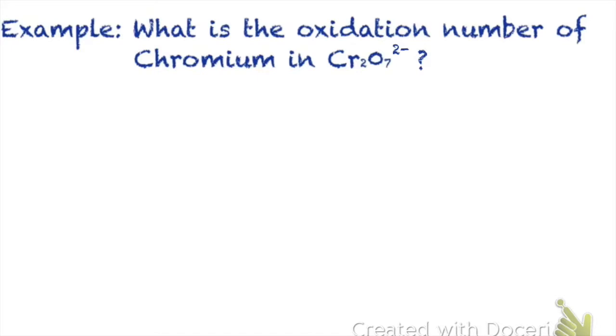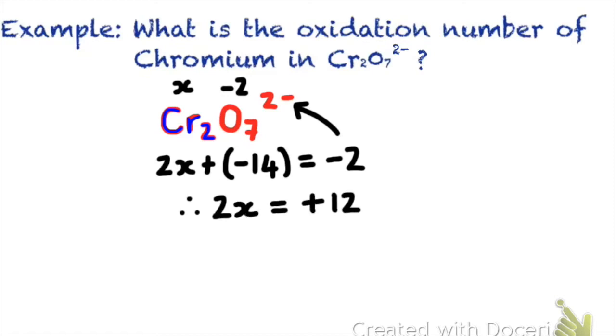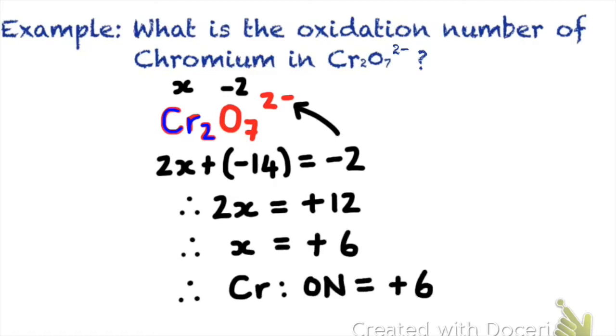Another quick example. What's the oxidation number of chromium in the dichromate ion, Cr2O7 2-? Alright, we're interested in the chromium, so let's call that X. Notice there are 2 chromium atoms there, so it's going to contribute 2x. Oxygen's -2, there's 7 of them, so that's -14, and that has to equal -2 because the charge of the ion is 2-. So 2x is +12, so x is +6, and that tells us that chromium has an oxidation number of +6.